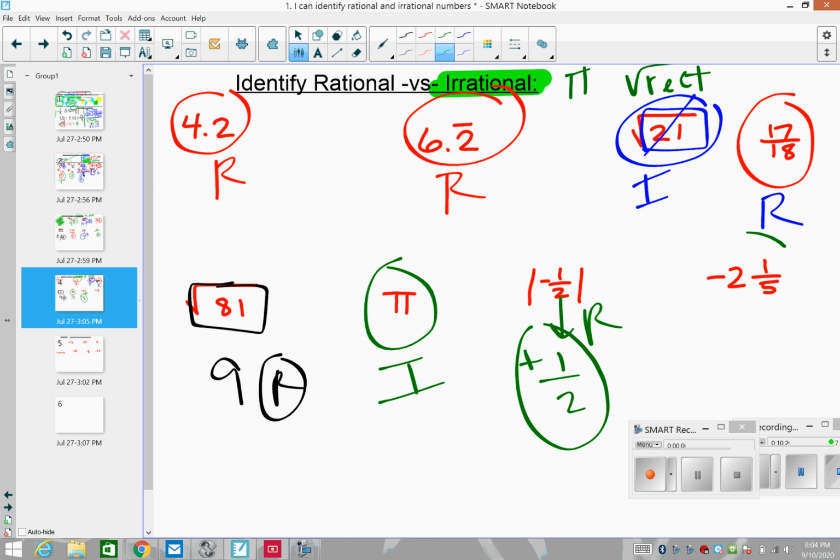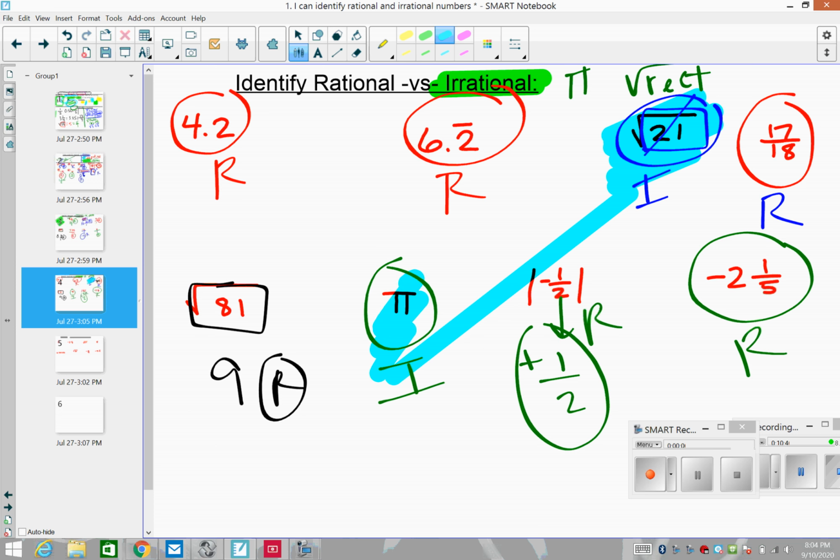Next one, is that pi? No. Is it the square root of a rectangle? No, it's not even a square root. Therefore, it's rational. So the only two on this entire page that were irrational, grading your paper, should be the square root of a rectangle, 21, and pi, those two. Everything else can be turned into a fraction.